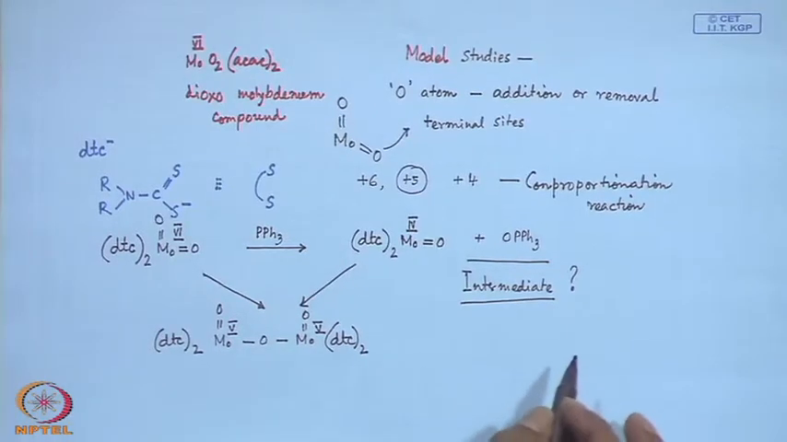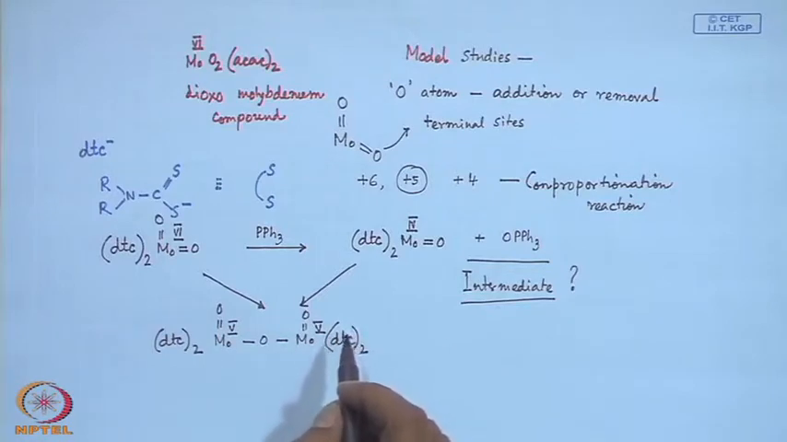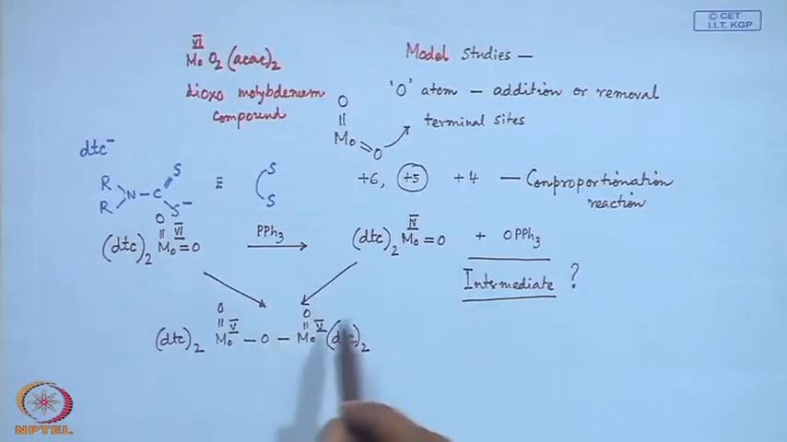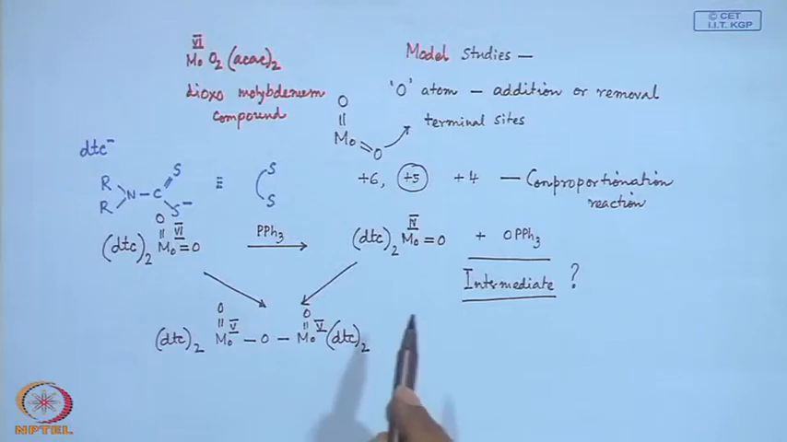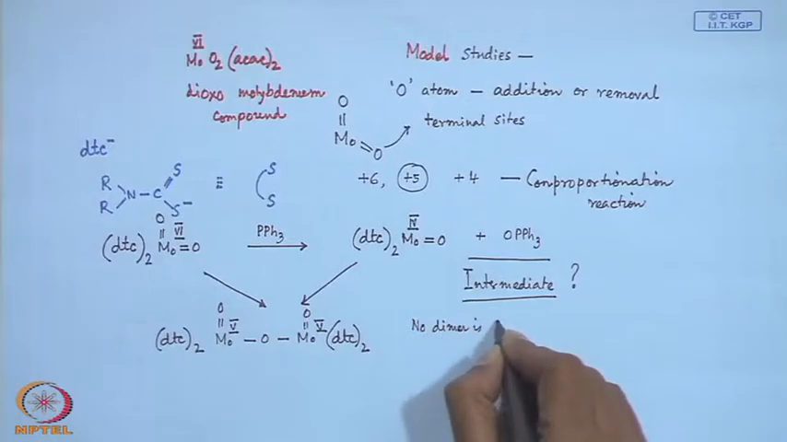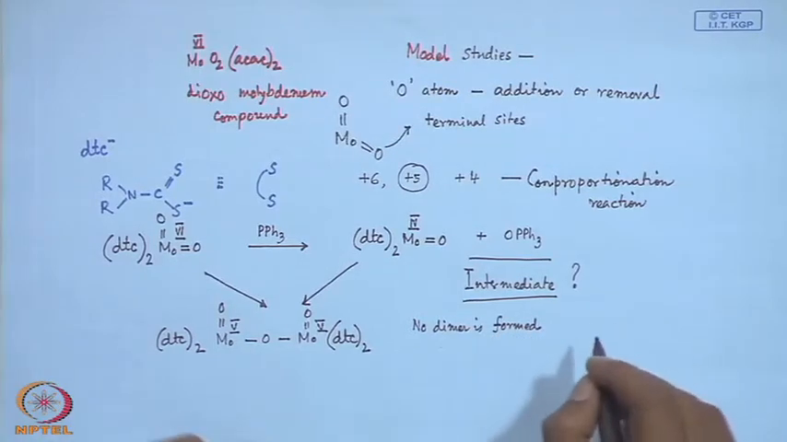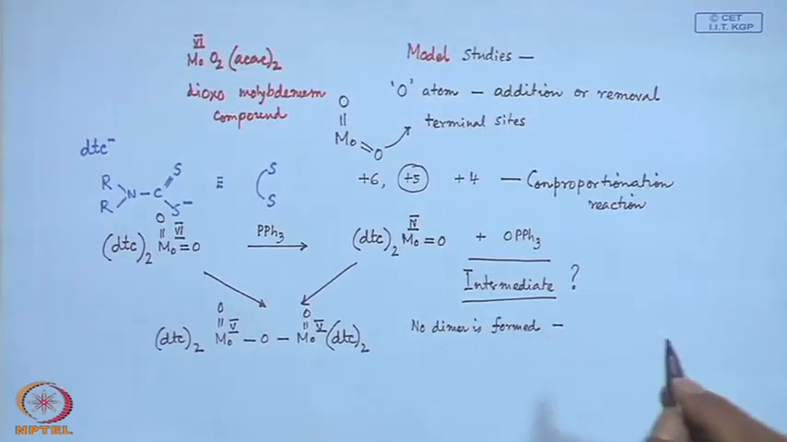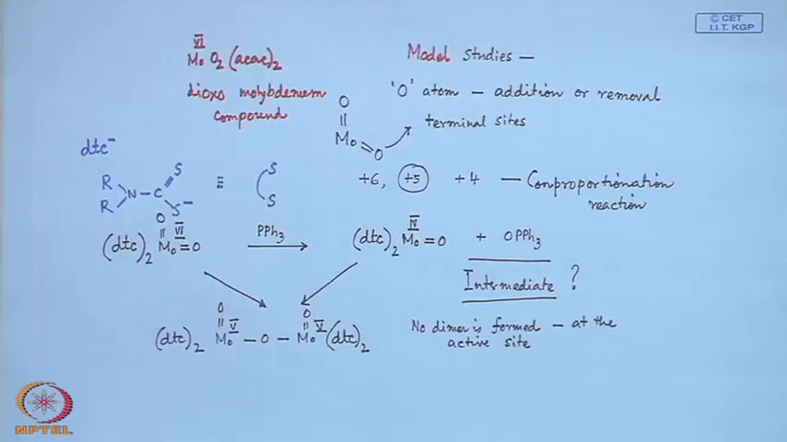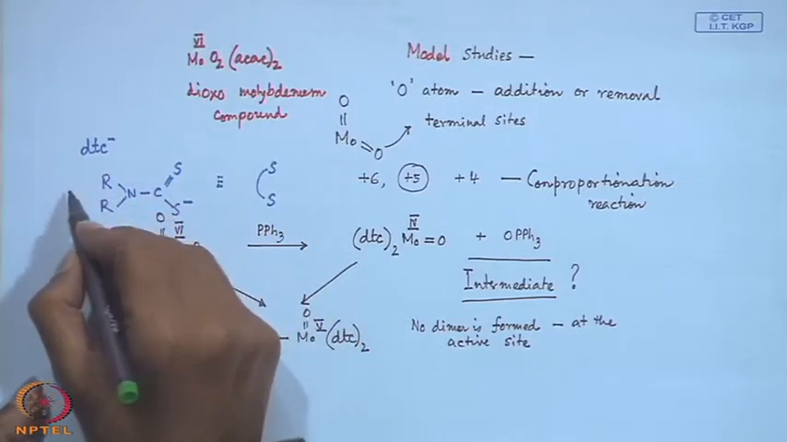From the two techniques I just told you, the EPR technique and the EXAFS technique, these two techniques are sufficient to tell you whether a monomeric molybdenum 5 is in the active site or the intermediate, or a dimeric molybdenum oxo bridged molybdenum 5,5 compound is the corresponding species in the active site. But all these spectroscopic measurements will tell us that no dimer is formed at the active site. So, that particular dimer formation is prevented.